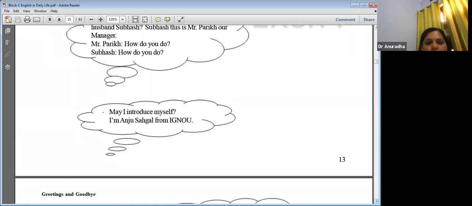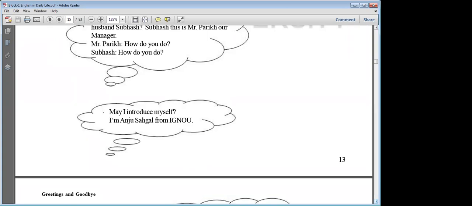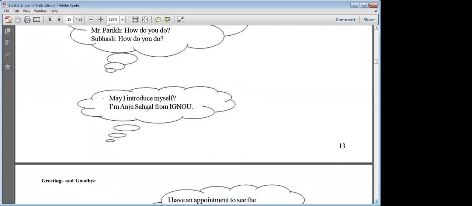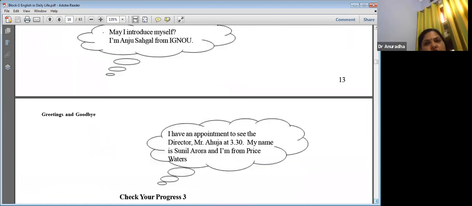If for example you have to introduce yourself and not someone else, then simply you can ask, may I introduce myself. Two things should be very clear when a question comes in the exam: what is the difference between formal introduction and informal introduction. In informal introduction, you just introduce the person, and in formal introduction, you ask whether you can introduce that person or not.